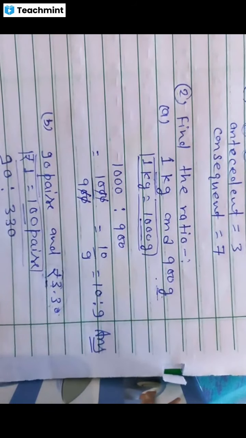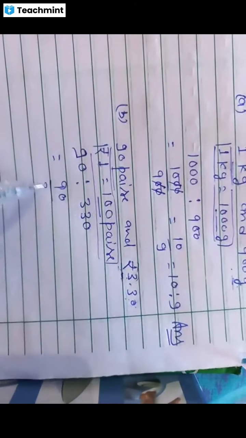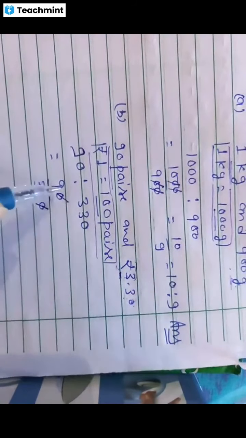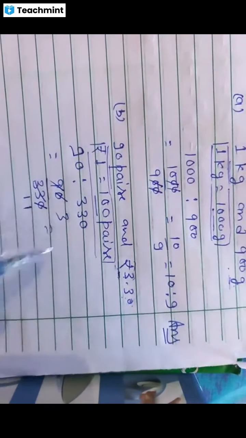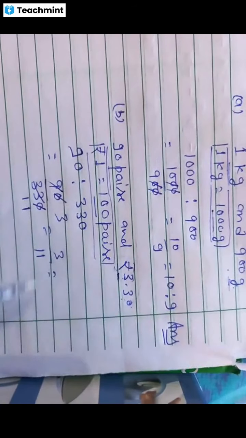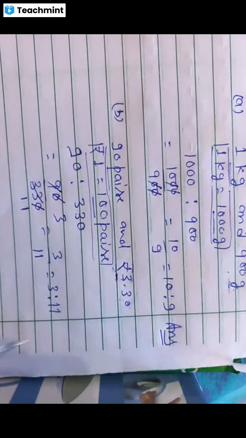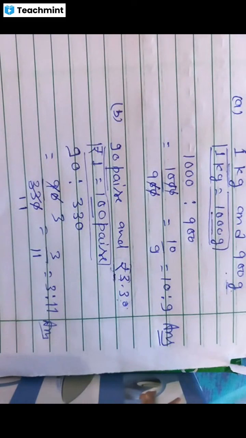Now you can write 90 upon 330. 0 0 cancel. 3 3s are 9. 3 11s are 33. That is 3 upon 11. So you can write in ratio 3 ratio 11. That is your answer. Okay. Similarly, you can do other questions also.